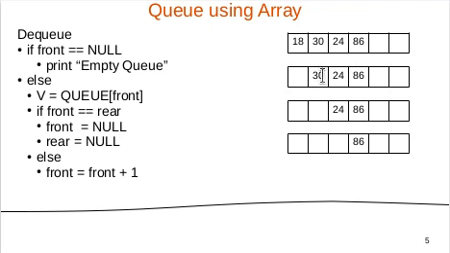So now front equal to here and rear equal to here. After removing 30, front equal to here, rear equal to here. After removing 24, front equal to here, rear equal to here. Then we can store this at v, then front equal to rear, then we will set that after deleting 86, front equal to null, rear equal to null. That means it is an empty queue. So this way we can dequeue or delete from the queue using array.